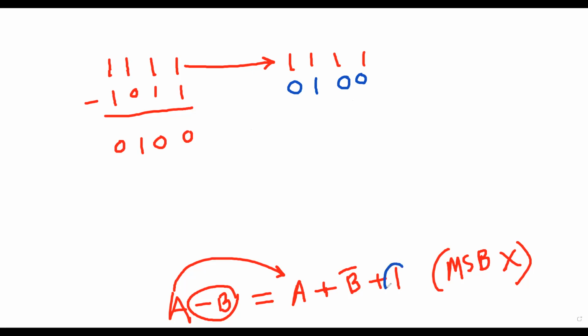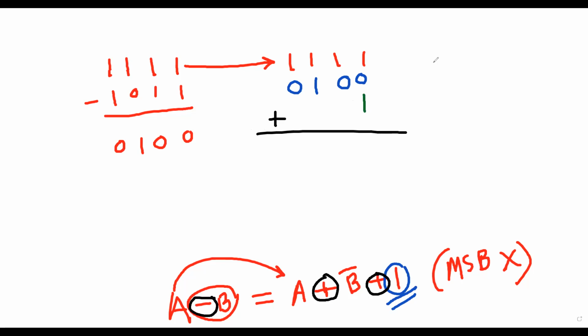And additionally, you have to add 1, right? One extra 1. So I'm going to add one extra 1 here. Now there is no subtraction. Previously you had one subtraction, but now you do not have any subtraction. All of them are additions. Now, the computer can do addition. It is easy for it. So let's do the addition.